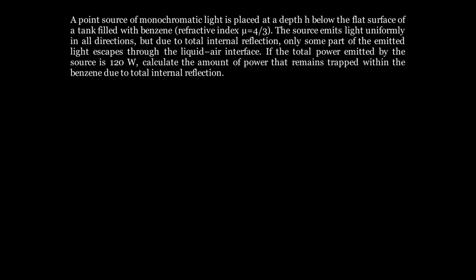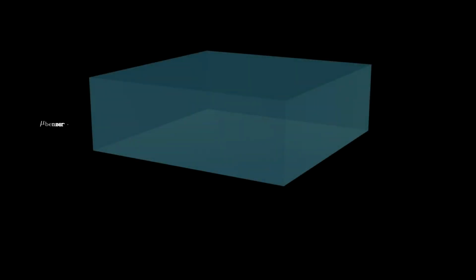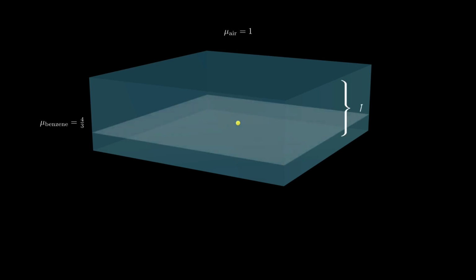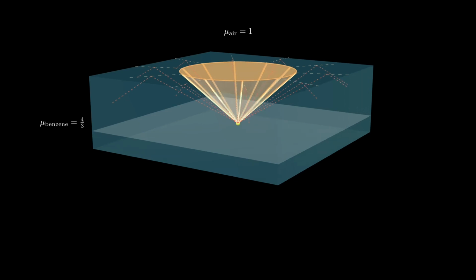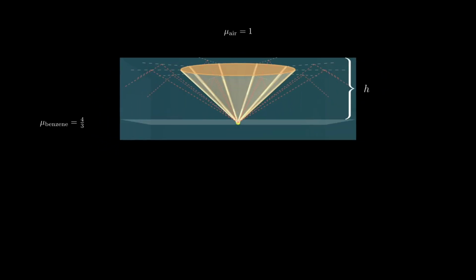We were told that a point source is placed at a depth h below the flat surface of a tank filled with benzene. The refractive index of benzene is given as 4/3, and the source emits light in all directions, but because of total internal reflection at the light-air boundary, only a limited cone of light escapes. The rest, hitting the surface with an angle greater than the critical angle, suffer total internal reflection and get trapped inside. The diagram should make it very clear how that works.